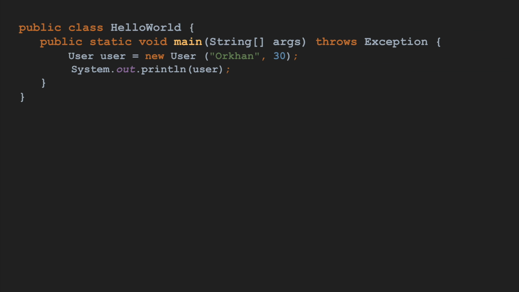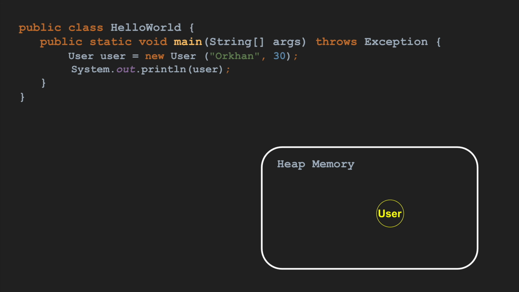To understand multi-threading in Java, let's take a look at this very simple example. In this example, we have a hello world program, and in the main method we are creating a new user object and printing it. So what's going to happen under the hood when we run this program? In the heap memory, the user object will be created, and since we are starting with the main method, one main thread will be created. There is always one main thread created in Java to run the main method.